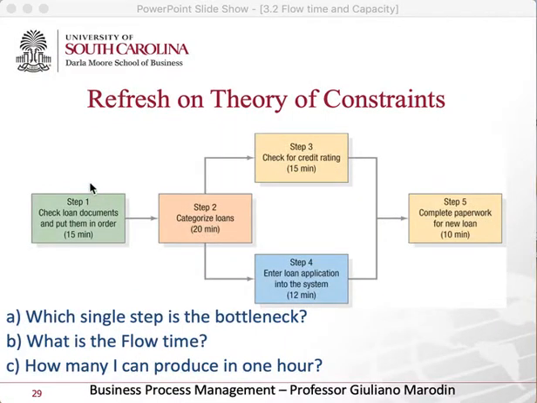So here we have a loan application that's done one every 15 minutes, one every 20 minutes. Here, two activities are done in parallel: 15 minutes it takes here, 12 minutes it takes here, and 10 minutes it takes here. So which one has the lowest capacity? Think about that.